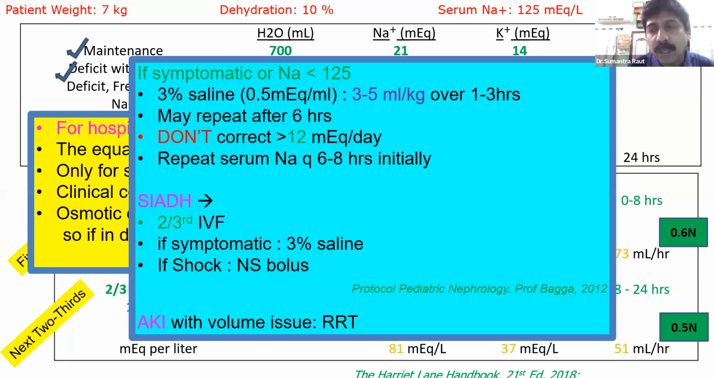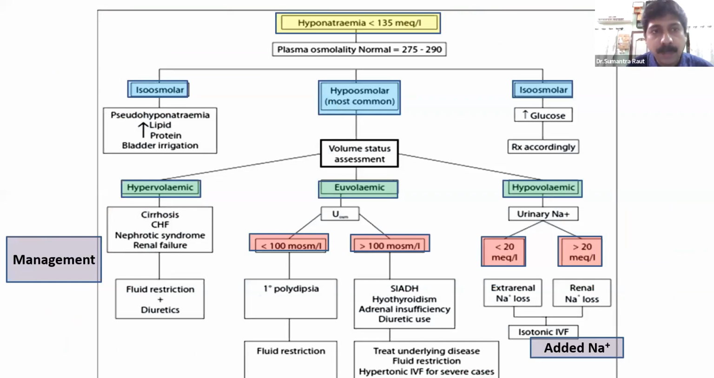And if it is an acute one presenting with seizure, then only we use 3% saline for the treatment of SIADH. Regarding AKI, if there is hypovolemia, this sometimes becomes a standalone indication for starting renal replacement therapy, either HD or PD, because dysnatremia that is not correctable by medications is a standalone indication for dialysis.